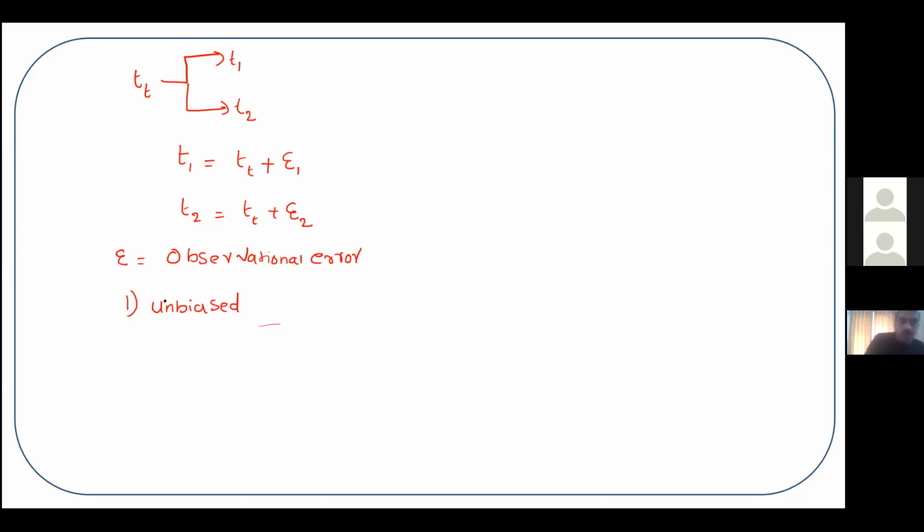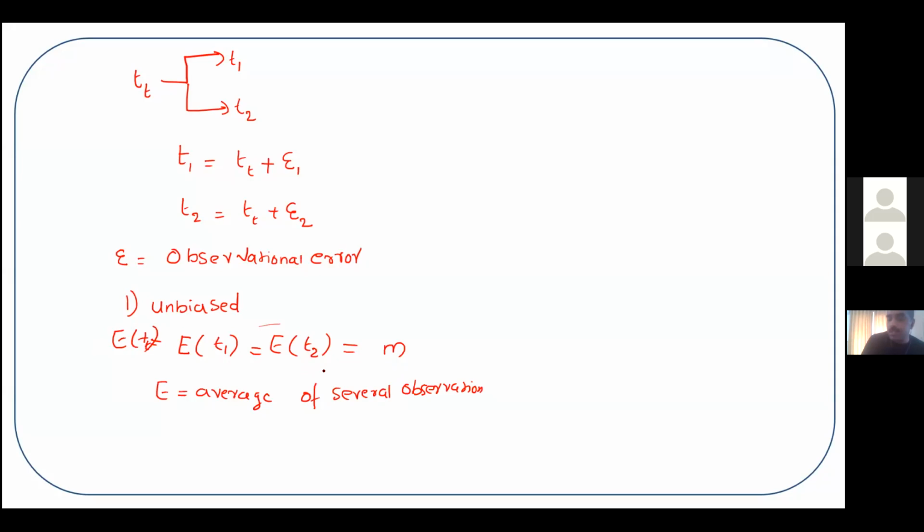So if it is unbiased, then if I take several values over a given location, I can say that the expectation value E of T1 is equal to the expectation of T2, which is equal to M. What is E here? E is nothing but the average of several observations. So if I take the mean of T1, the mean of T2, and the mean of the truth, which we don't know, it will be M. It is going to be the same because it is unbiased. So if you take several measurements, you get the same mean for all three observations.